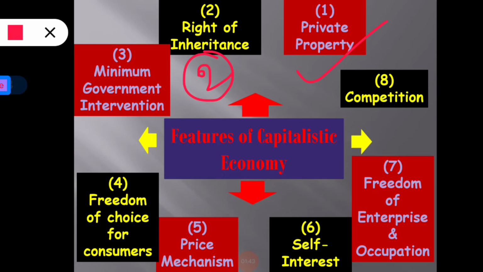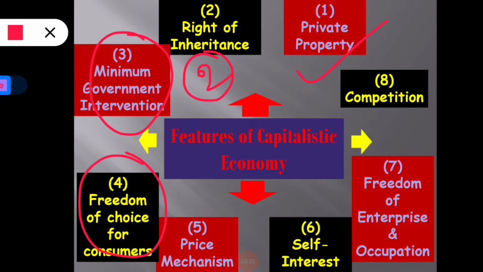Now going to the third one, that is minimum government intervention. So, what do you mean by minimum government intervention or interference? In a capitalistic economy, there is least interference by the government in the economic activities and in the working of market forces. Now going to the fourth one, that is freedom of choices for consumers.